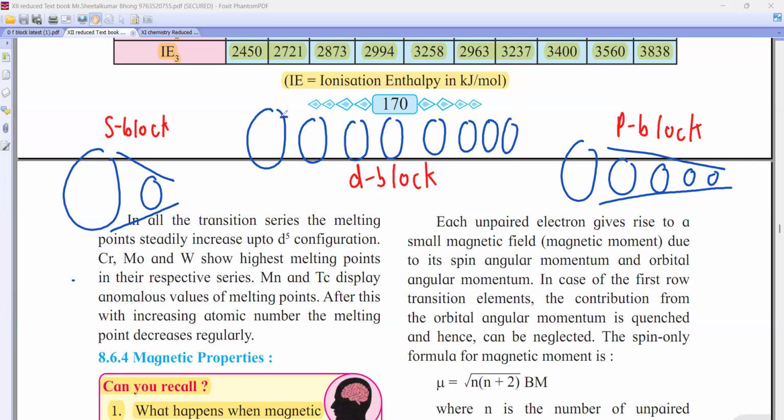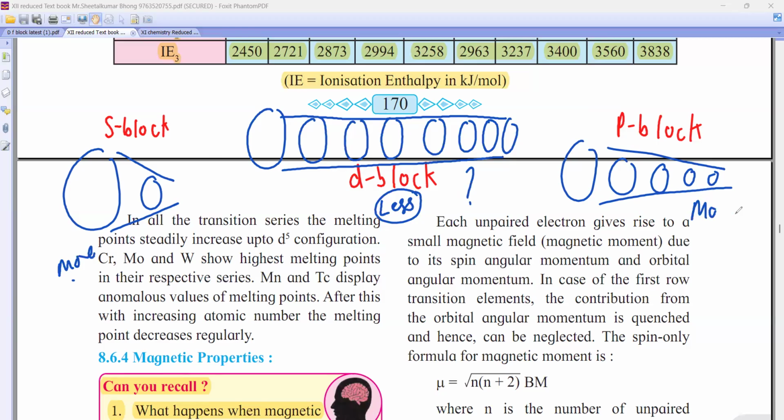Is it decreasing with a jump? No, beta, it is decreasing, but very little decrease is there. Why? Can anyone tell me? We have studied earlier in 11th standard. Why is the decrease in S block sharp across the period and P block sharp, but here the decrease is less?